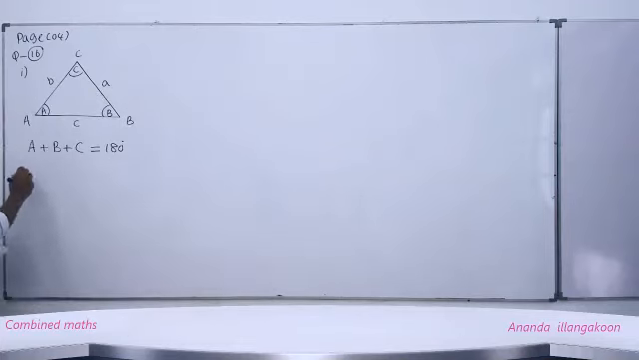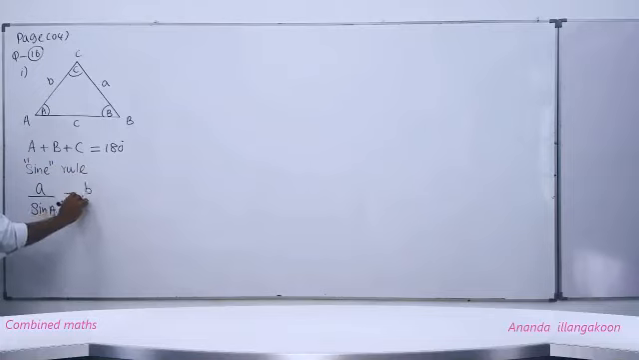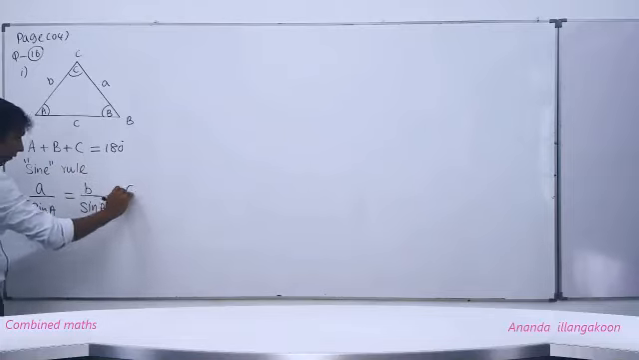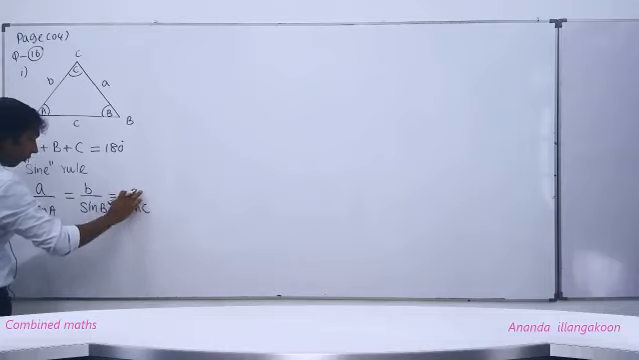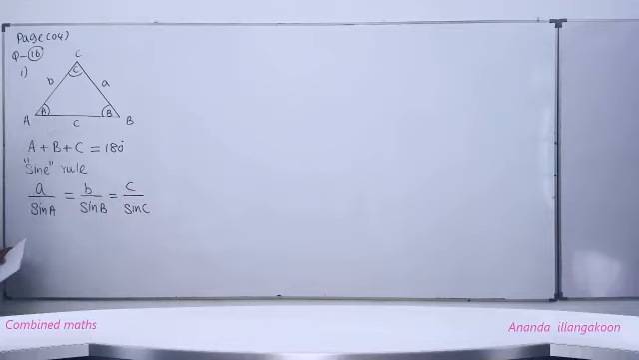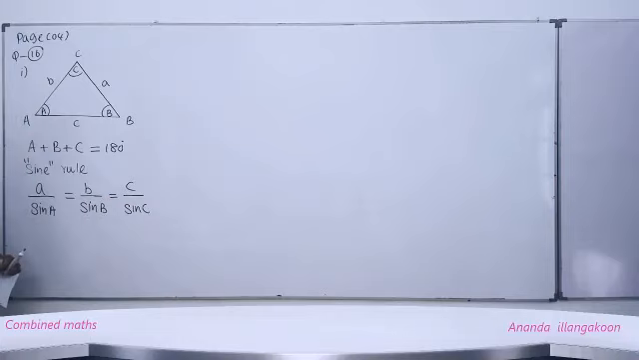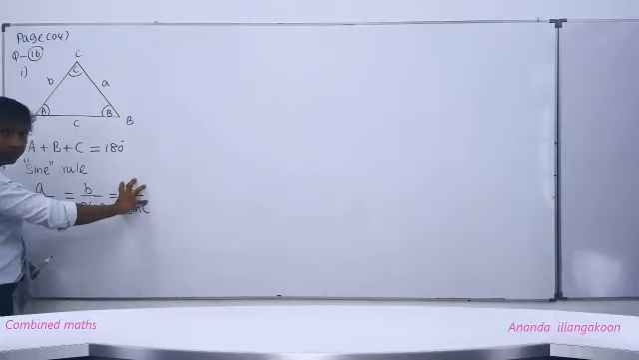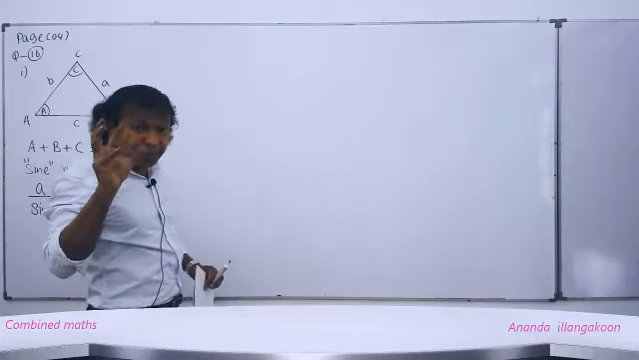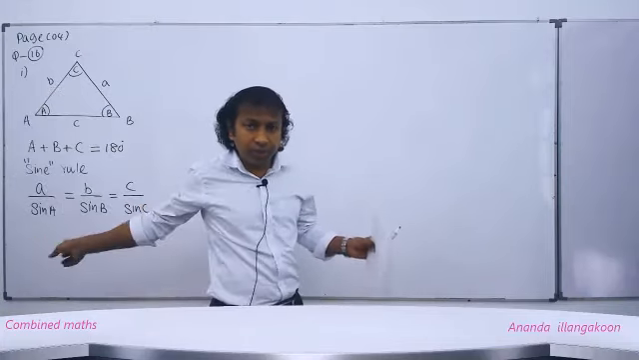Now I can write the sine rule for this triangle using the usual notation. The sine rule: a upon sine A equals b upon sine B equals c upon sine C. You can very clearly see here that these three ratios are equal. Why? If you consider each ratio individually, the answers of all three ratios are equal. That is why we could write them as equal in this manner.